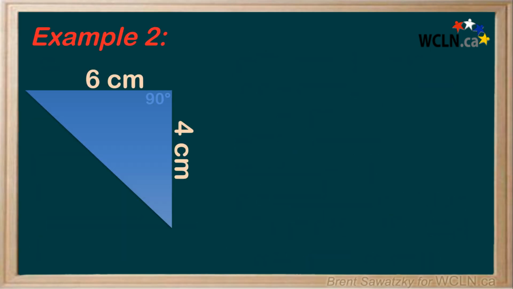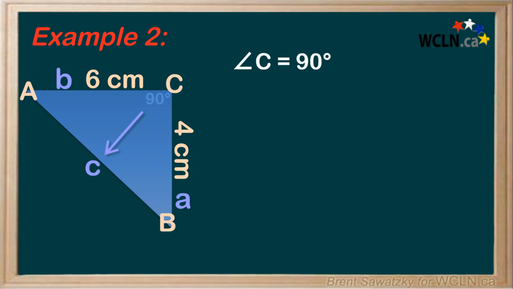Example 2. Solve this triangle. Okay, first step, let's label it up again. C is the hypotenuse. Angle C here is 90 degrees. And we're told that A is 4 centimeters, B is 6 centimeters.